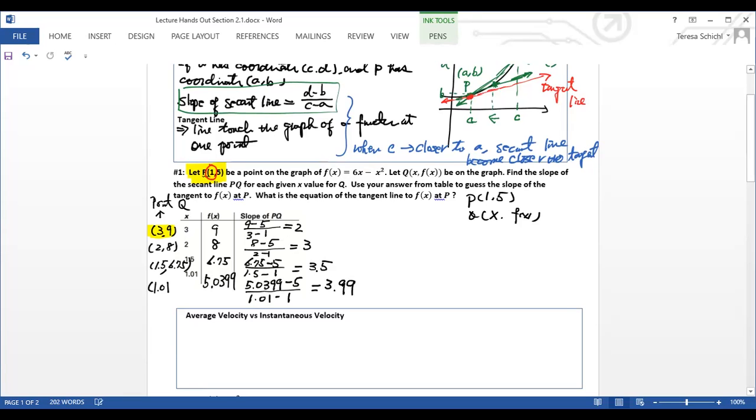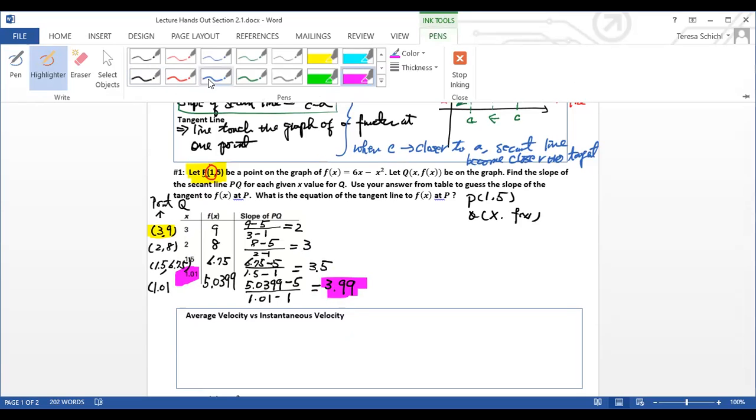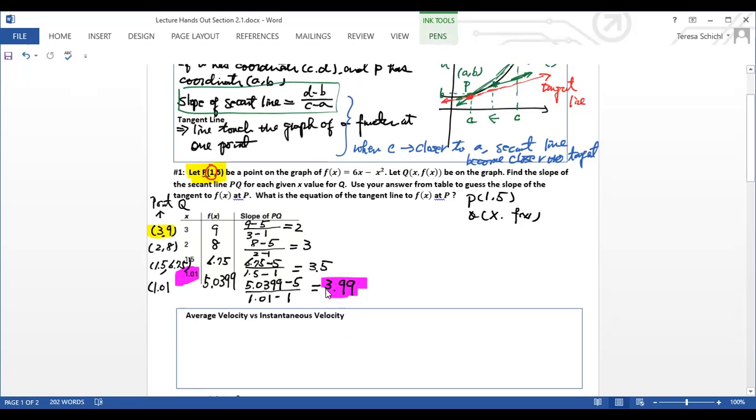3.99. Okay, so now I know, seems like when I push, did you see here? When you push this x very close to here, then you got some value getting closer and closer. So it's probably going to reach what? Reach the four here. All right.